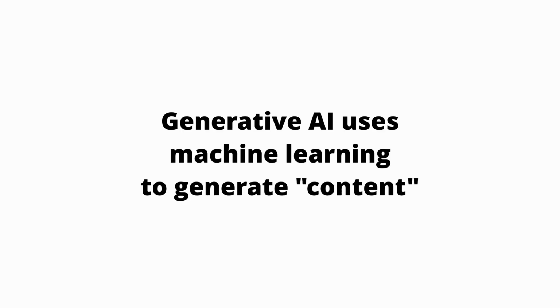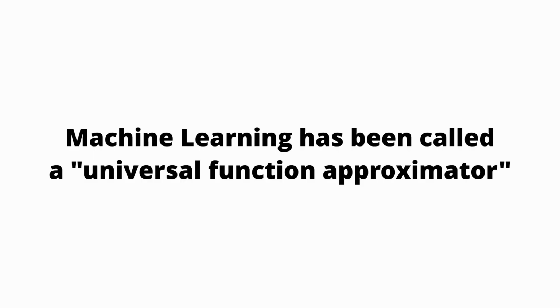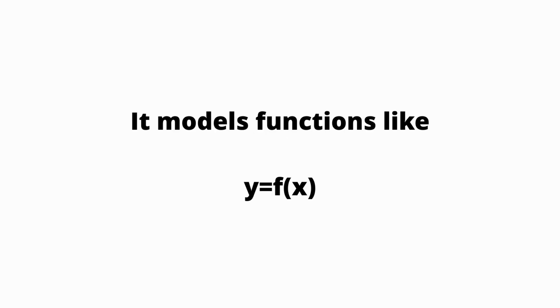So generative AI uses machine learning to generate content, and it's important you understand that that content can be anything. So it's been called a universal function approximator. And the idea is that it models any function that can take this form, y equals f of x, and it learns to approximate any function f.